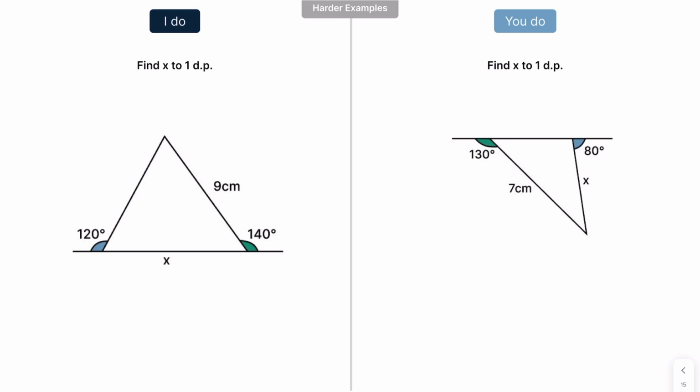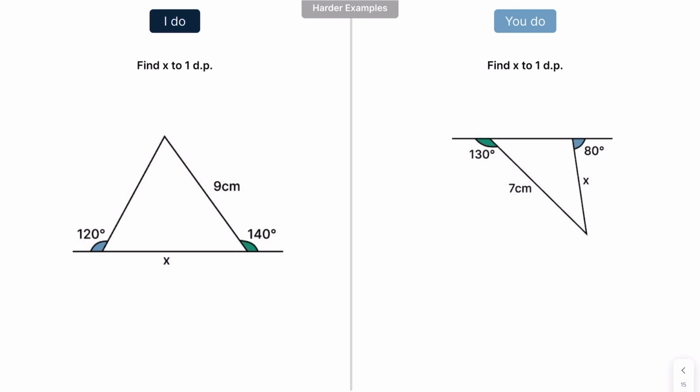So looking at this one now. Again, it might not be immediately obvious what you would do with this kind of question. So A, we're looking for a missing side. X, by the way, is from there to there. So it's not referring to this whole length, it's just referring to this from there to there. So we're looking for x, which is a side.